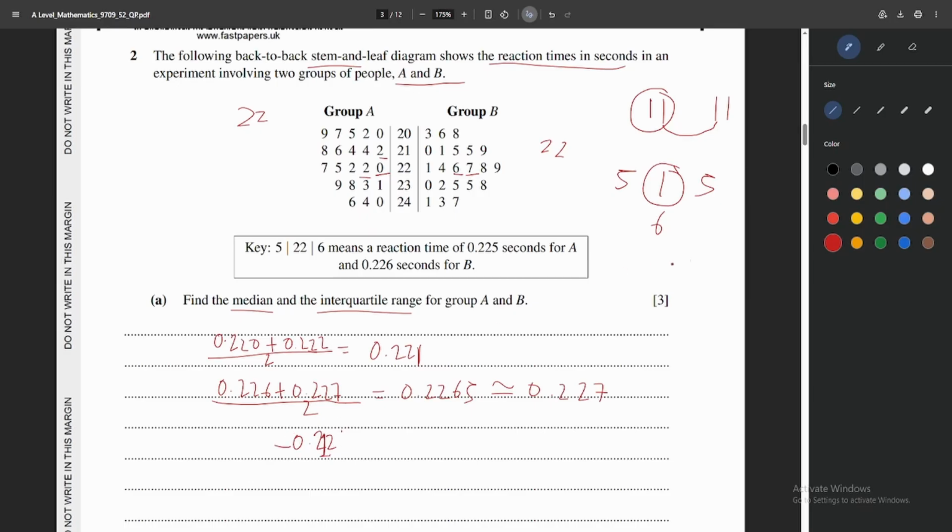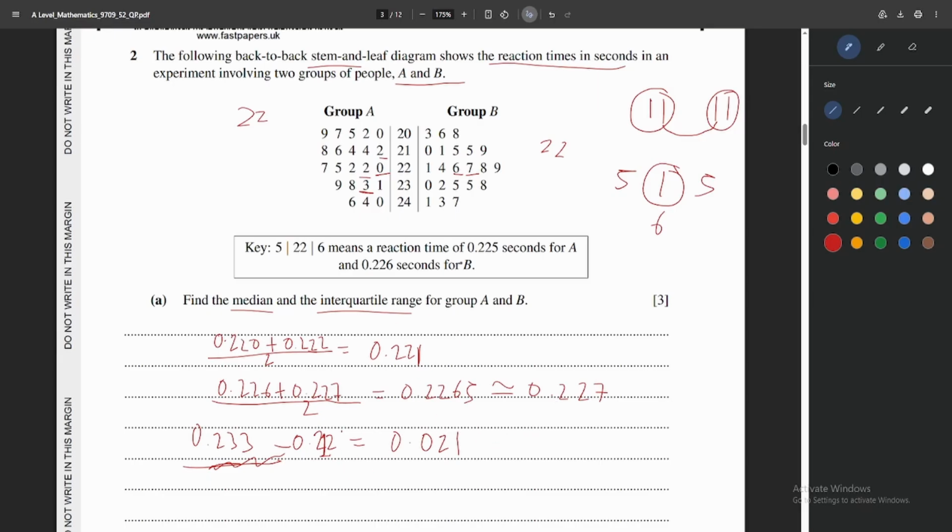So this is the Q1. And Q3 will be the 6th person in the second half, the second 11 people. So let us go backward: 1, 2, 3, 4, 5, 6. This is the 6th person from the back, so that is 0.233. That will be the range, so we get 0.021.